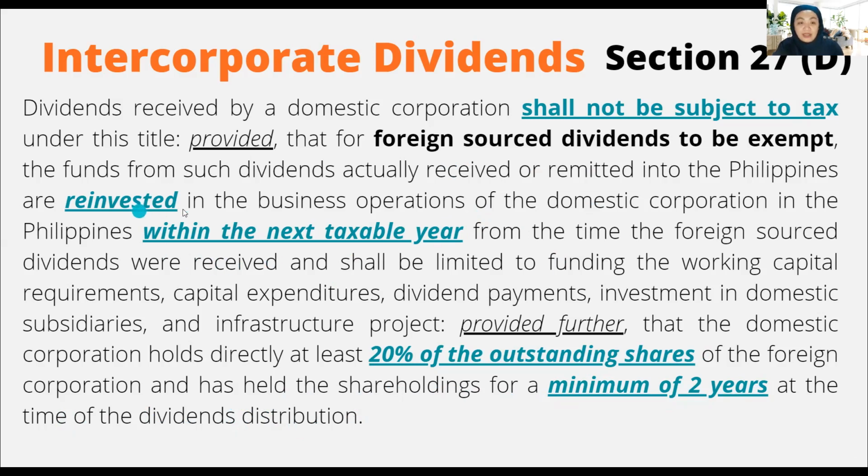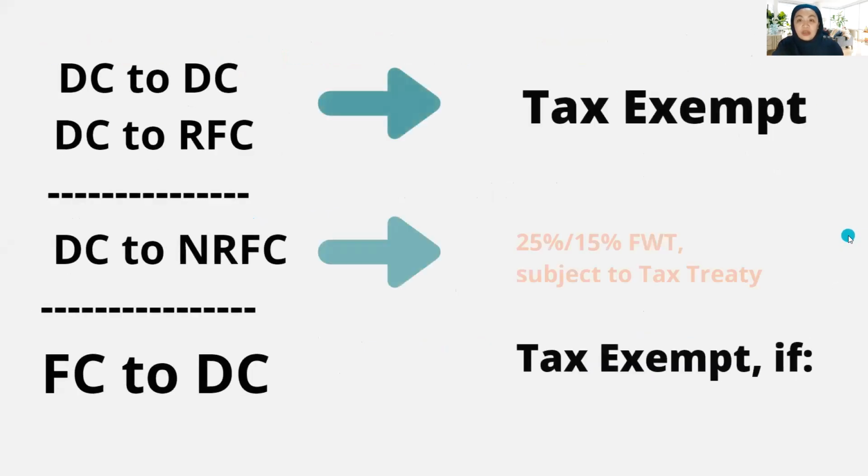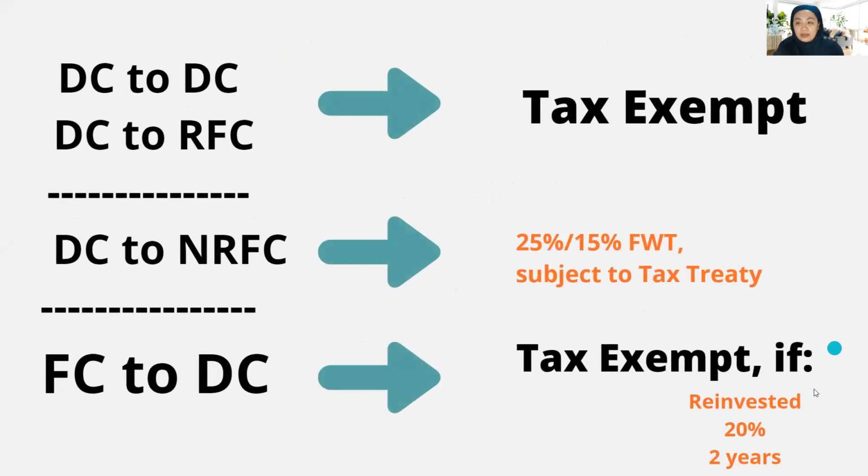It must be reinvested within the next taxable year by the domestic corporation to limited activities, okay? The domestic corporation must have significant influence over the foreign corporation. In accounting, 20% ownership is called significant influence, whereas 50% or more is called control, okay? So the holdings must be held for at least 2 years, okay? So those are strict requirements.